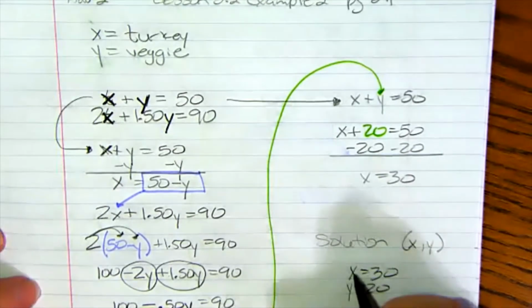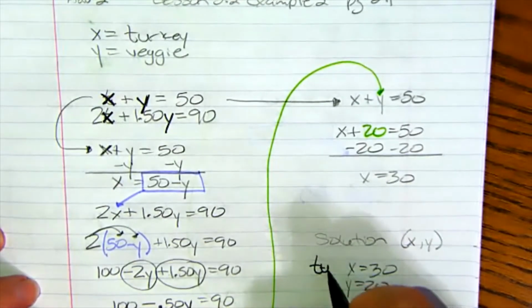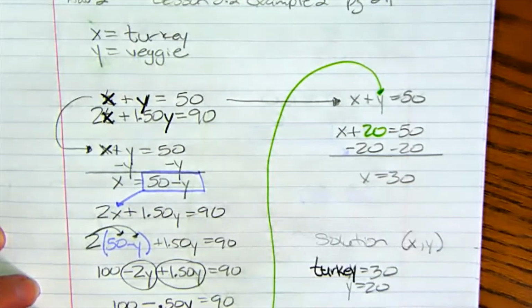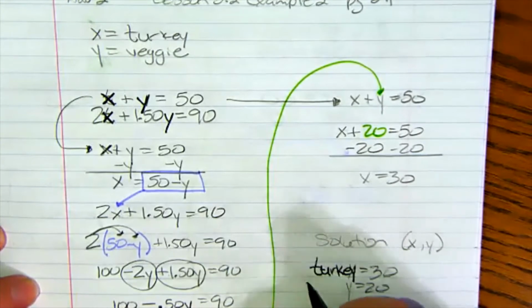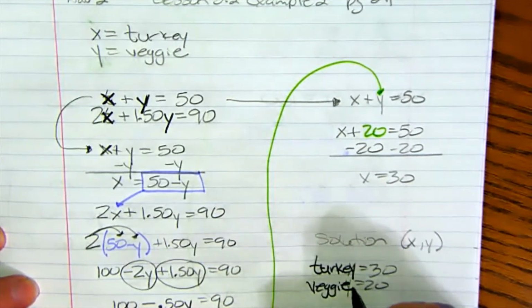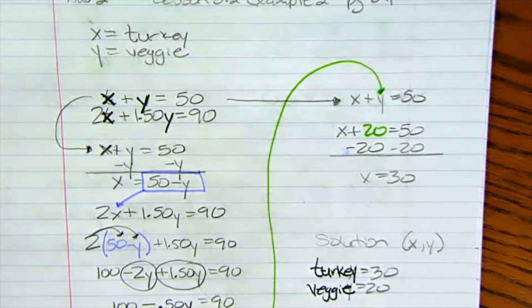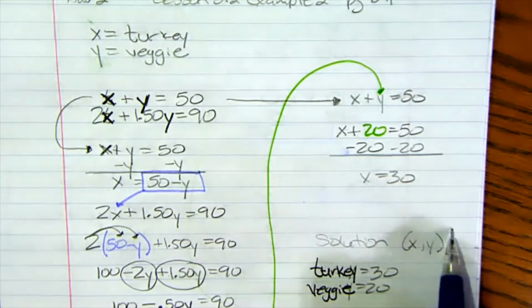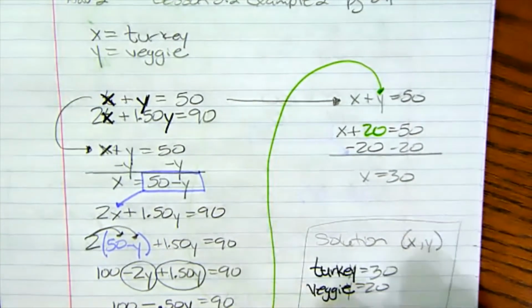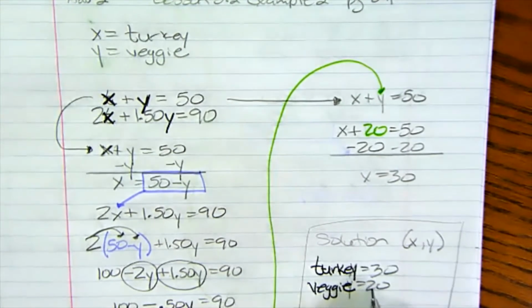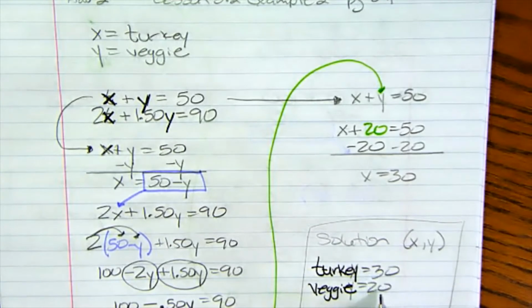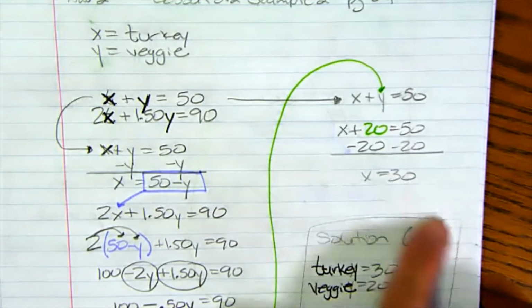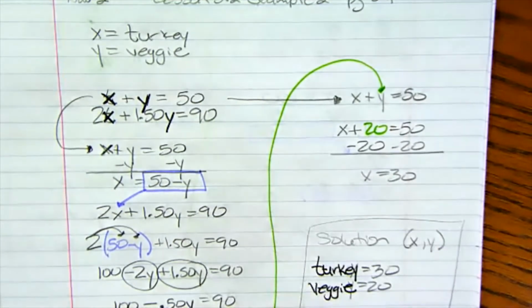X is turkey. So my x is turkey and y is veggie. So my y is veggie. So my solution is we sold 30 turkey burgers and 20 veggie burgers, for a total of $90. Here's the solution right here.